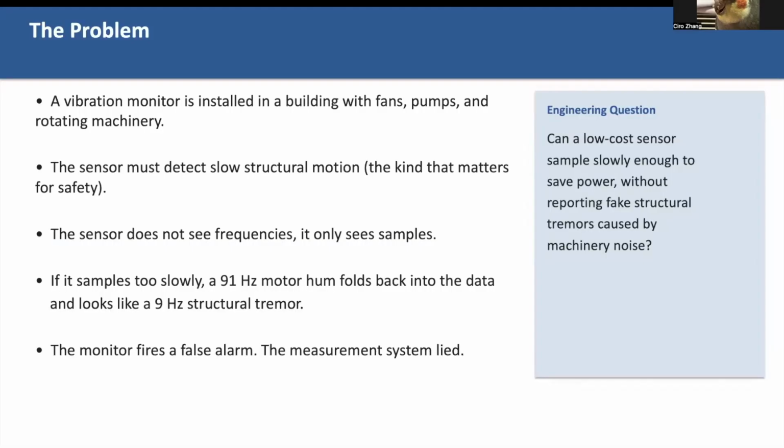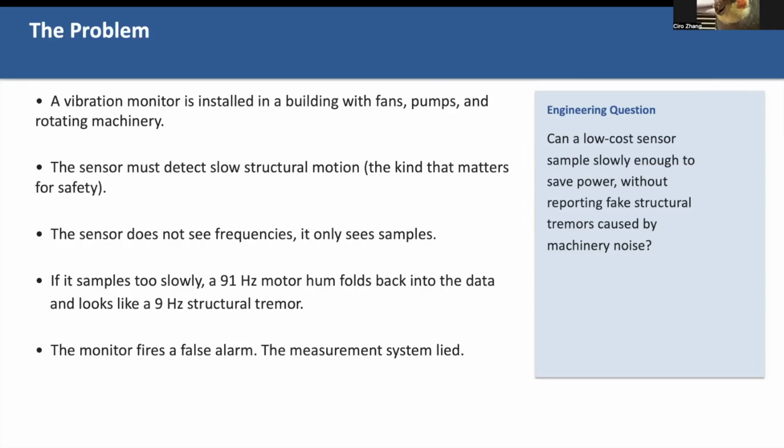So, to talk more about the problem itself, let's imagine this scenario. Imagine we're trying to install a vibration sensor in a building that has fans, machinery, and motors running in the background. Now, our sensor is designed to detect slow structural motion, like detecting if the building itself is shaking, something that would prove that something is actually going wrong. But the building also has a lot of heavy machinery running in the background, like we said, the motors, the fans, or whatever.